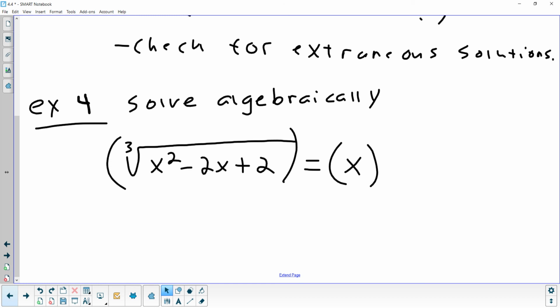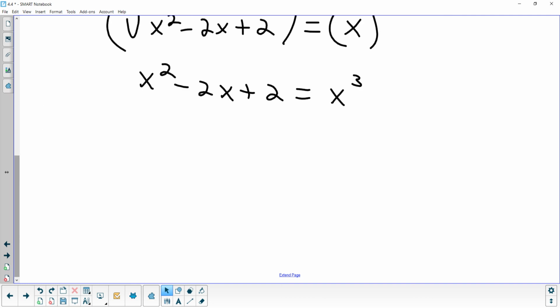Cube each, both sides. Yep, we're going to cube both sides. And that's going to give me x squared minus 2x plus 2 equals x cubed.